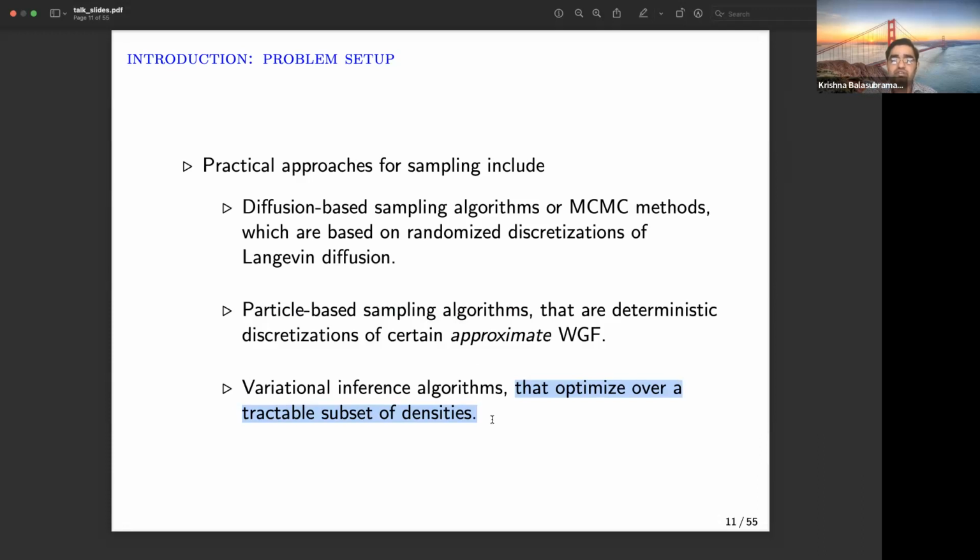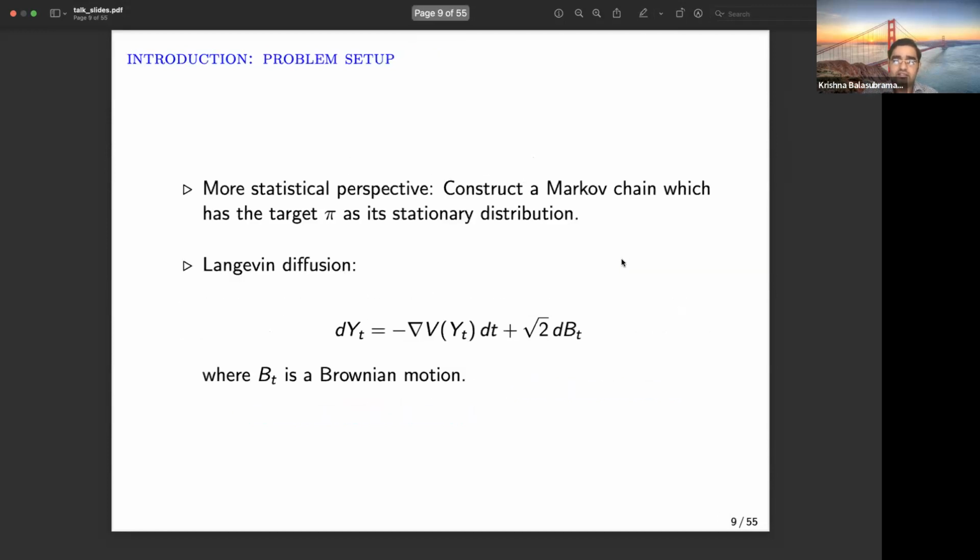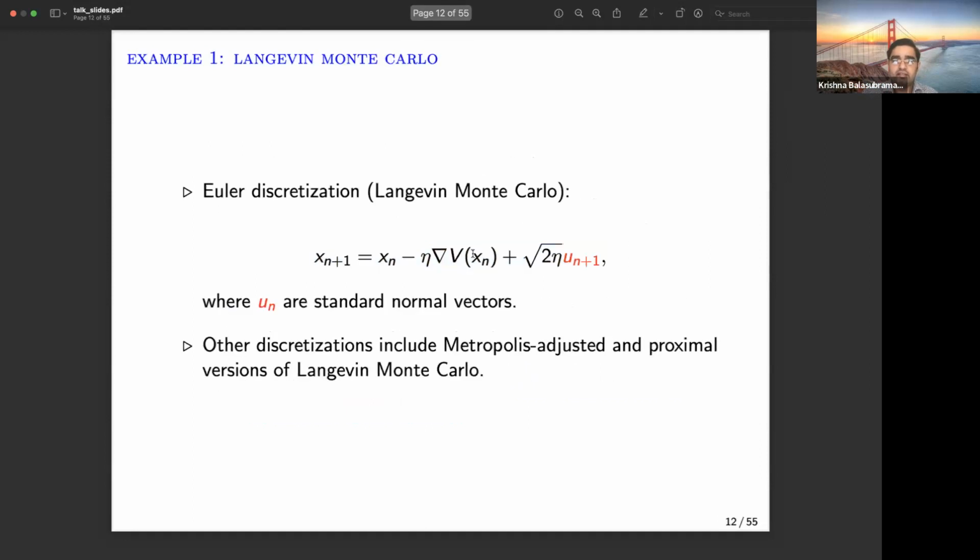So let me explain each of these things with an example. In this algorithm, your n is a discrete time step, so you can basically implement this on a computer. And what is this algorithm? This algorithm is exactly a discretization of this continuous time diffusion process, right? And this is exactly what is called the Langevin Monte Carlo, or unadjusted Langevin algorithm, right?